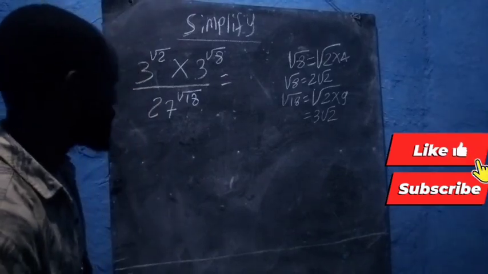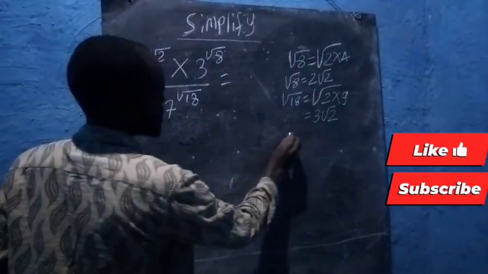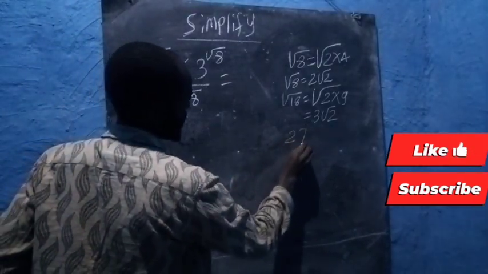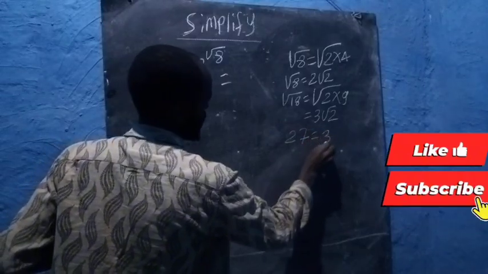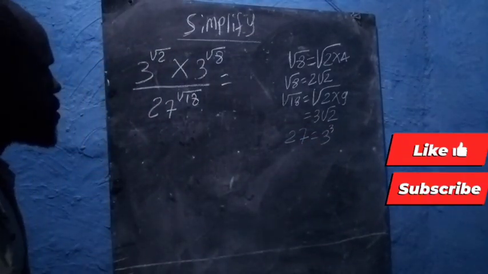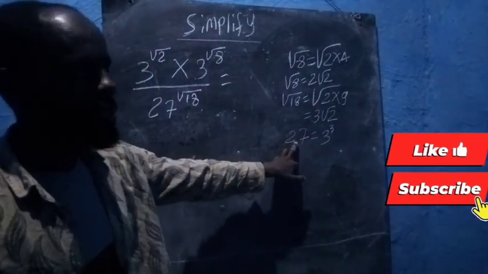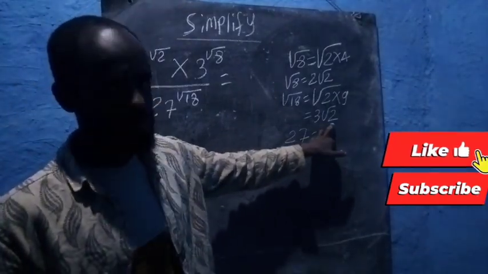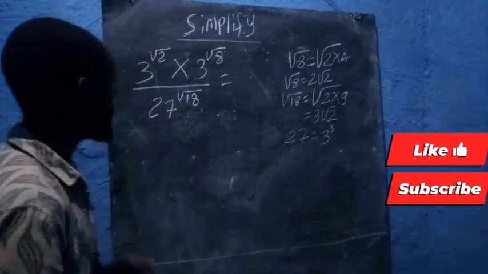We can substitute 3 radical 2 instead of radical 18, and 2 radical 2 instead of radical 8. Also 27 means 3 to the power of 3. So instead of 27 we can substitute 3 to the power of 3.